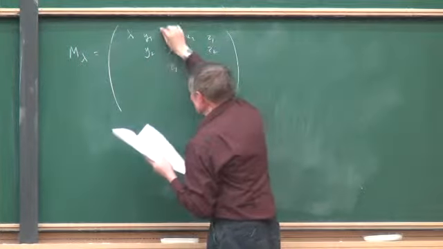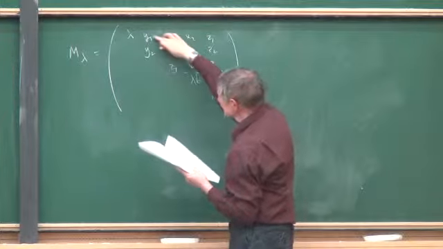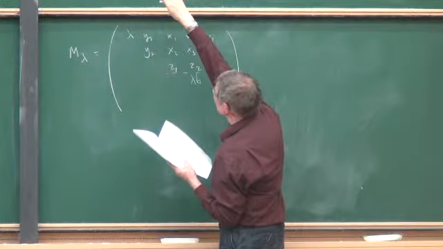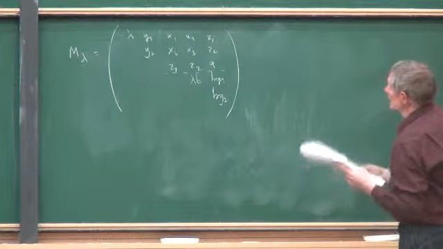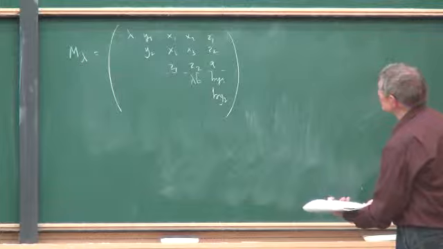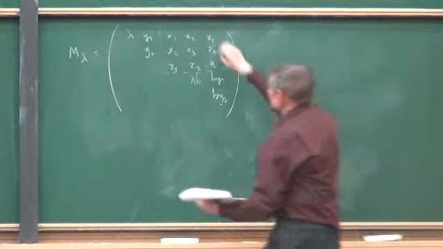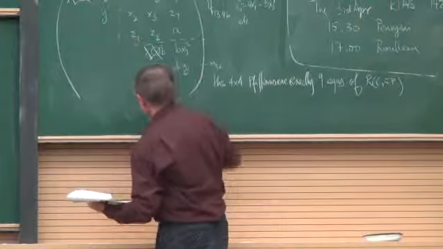Right, so I've preserved the extra symmetry. I've replaced the y1 and y2 by independent variables instead of having x3 squared. Sorry, that should have been a y. That should just have been y.